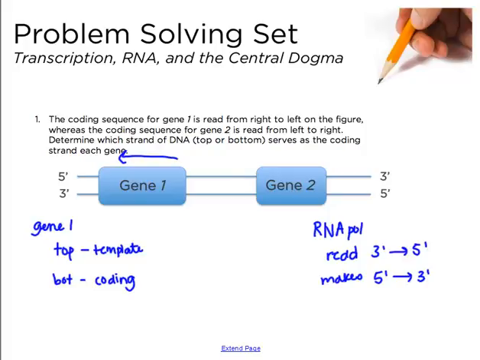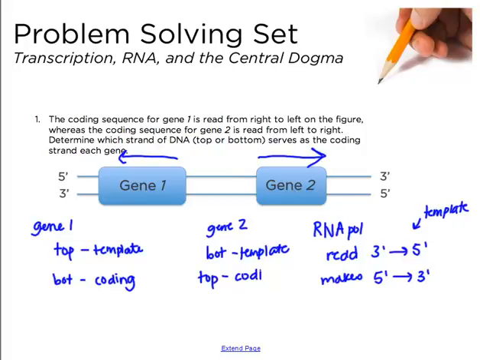Now for gene 2, the coding sequence is read from left to right. So which one would be the template here? Remember that the template is the one that runs from 3 to 5. So if you're going from left to right, the bottom strand is going from 3' to 5'. So for gene 2, the bottom strand is the template, and that means that the top strand is the coding strand, or the one that's analogous to the RNA sequence being made, except for the switching of thymine and uracil. Okay, so that is question 1.